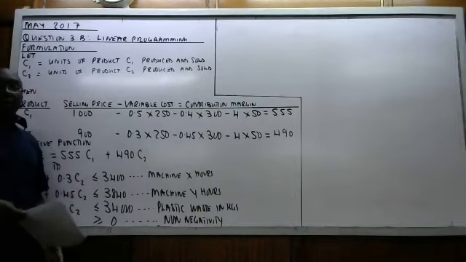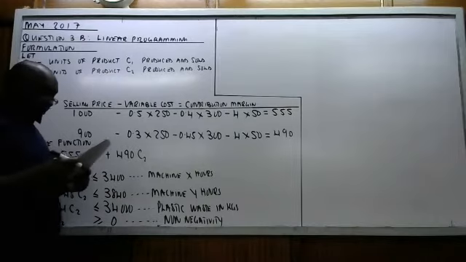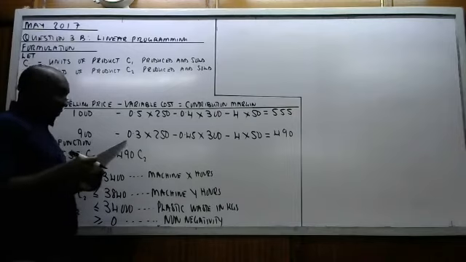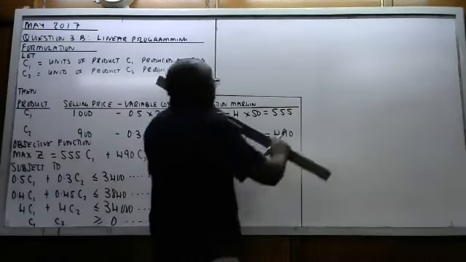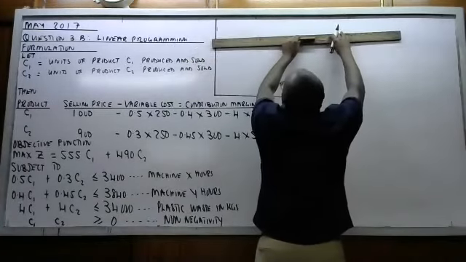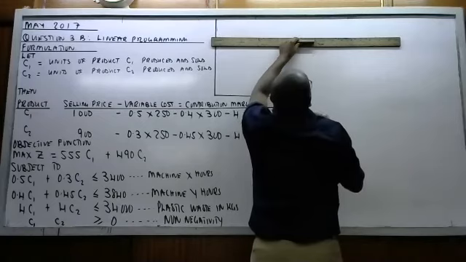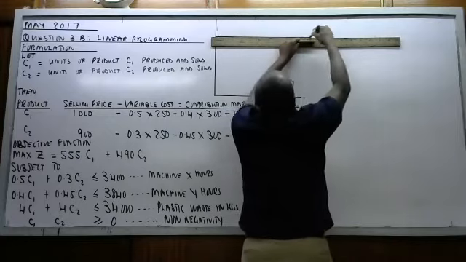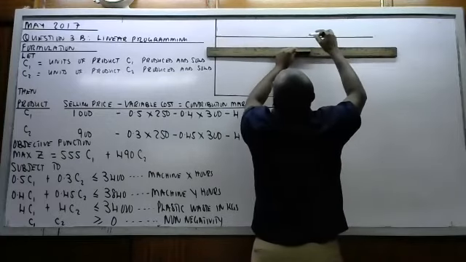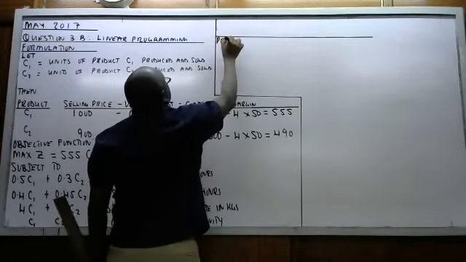So from there, we are told to get the maximum contribution. So if we are told to get the maximum contribution, we will have it arranged like this. We have the products.